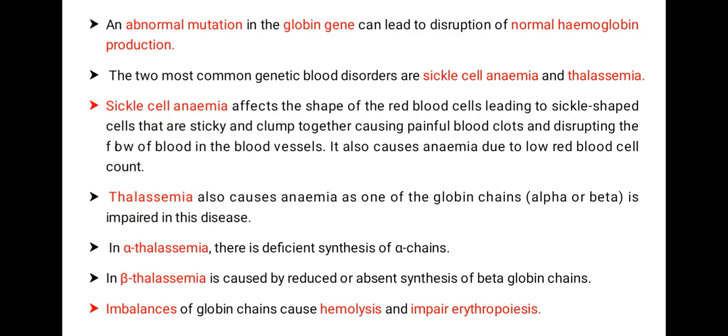An abnormal mutation in the globin gene can lead to a disruption of normal hemoglobin production. The two most common genetic blood disorders are sickle cell anemia and thalassemia. Sickle cell anemia affects the shape of the red blood cells, leading to sickle-shaped cells that are sticky and clump together, causing painful blood clots and disrupting the flow of blood in the blood vessels. It also causes anemia due to low red blood cell count. Thalassemia also causes anemia as one of the globin genes, alpha or beta, is impaired in this disease. In alpha thalassemia, there is deficient synthesis of the alpha chain. Beta thalassemia is caused by reduced synthesis of beta globin genes. Imbalances of globin genes cause hemolysis and impair erythropoiesis.